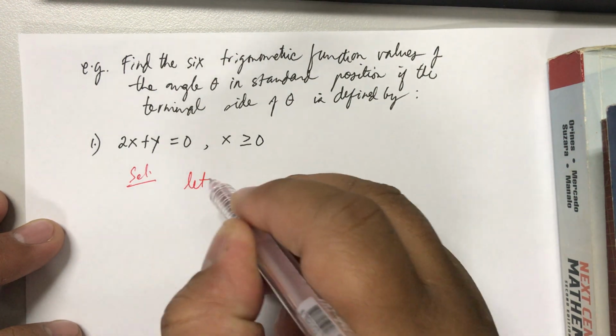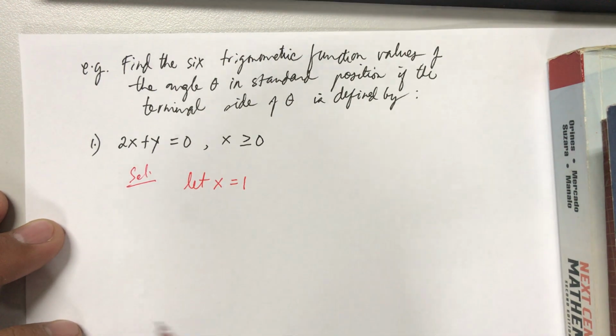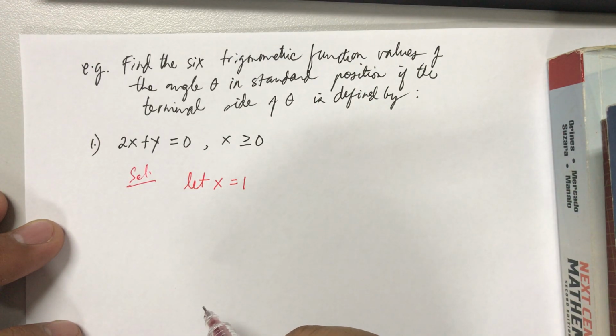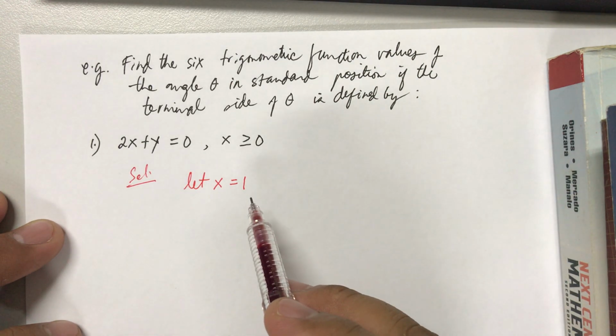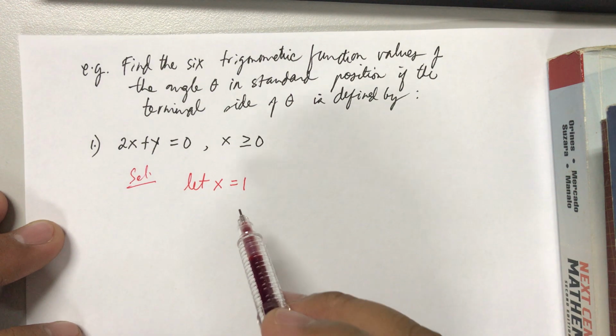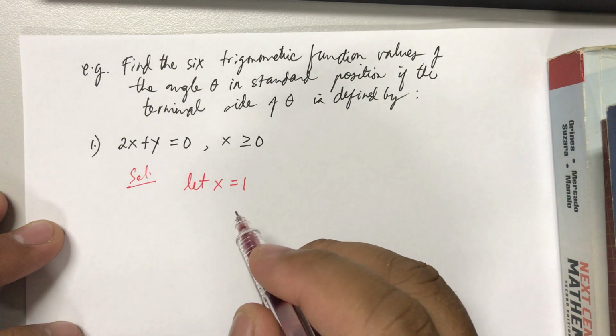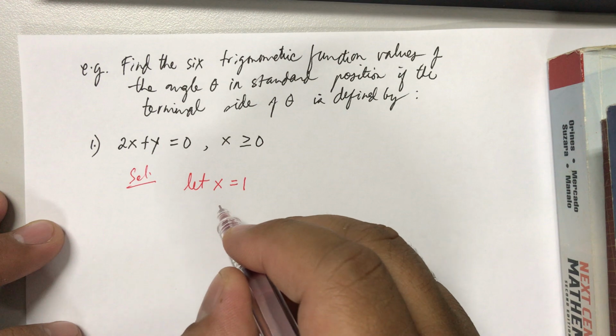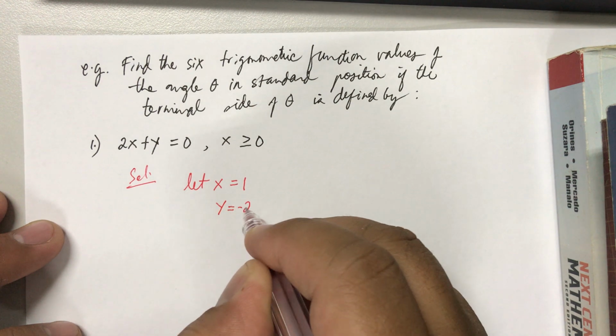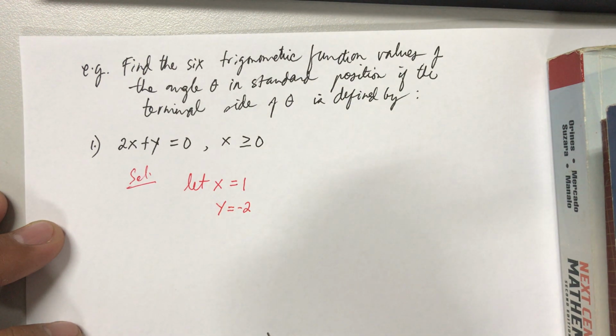Say, let x is equal to 1. Since x is greater than 0, and 1 is greater than 0. So if x is equal to 1, y is equal to negative 2. Substituting x, which is equal to 1, to the equation, that's 2 times 1, which is 2, plus y is equal to 0. Eliminating 2 by subtracting 2 to both sides of the equation, y is equal to negative 2.